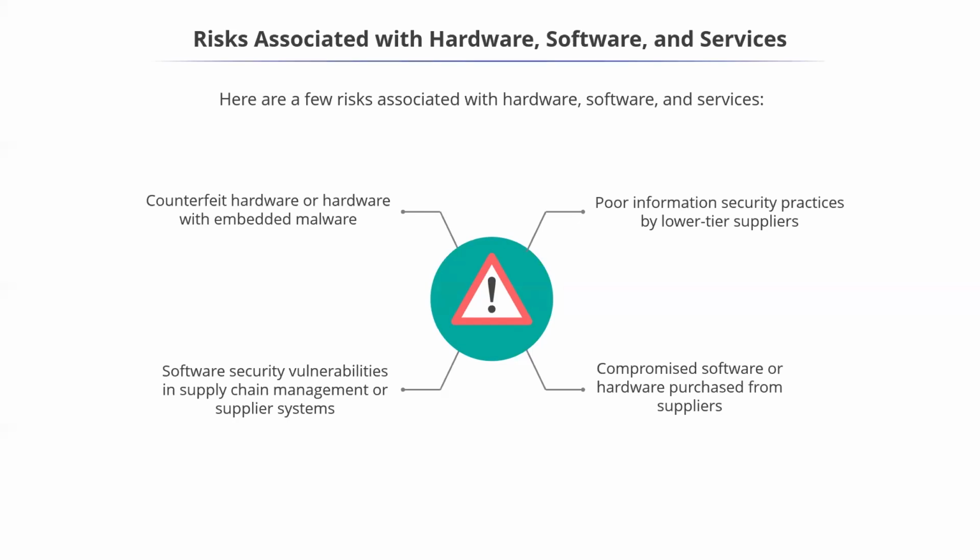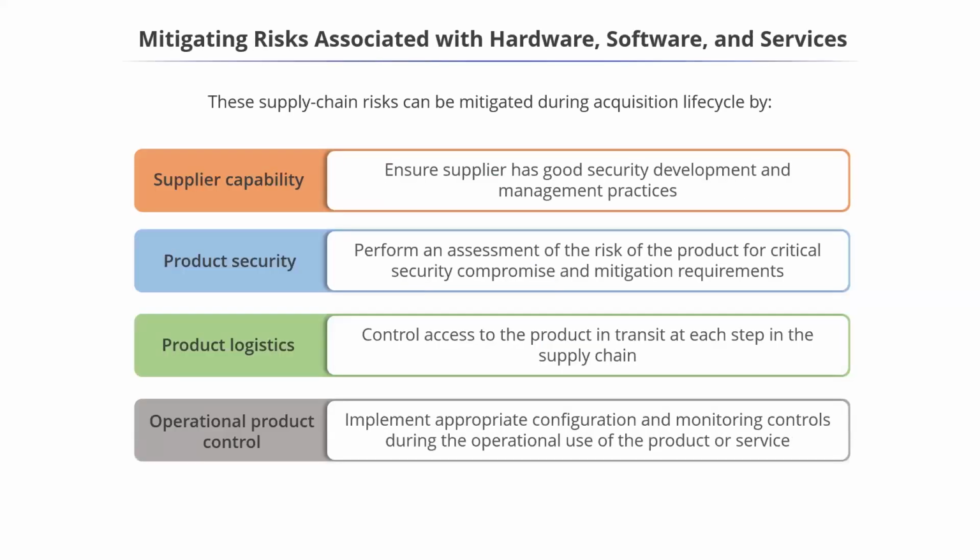How can you ensure protection? Look at the supplier capabilities, do regular audits, and look at the products. There are evaluation criteria available. Look at their logistics, and control access to the product in transit. You can look at this as a part of an audit. I ask my auditor to explain the complete process to me, and based on that, I can look at the security at each and every step, and definitely the operational product controls.